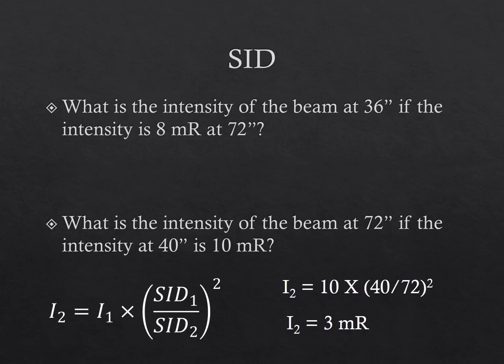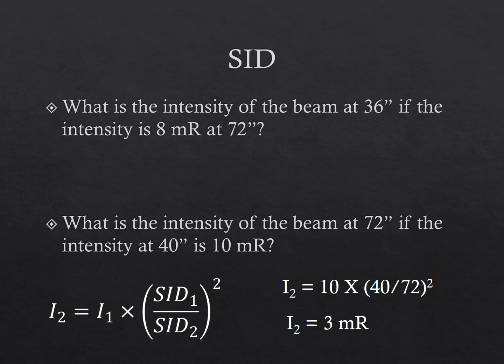All right, let's look at a couple of examples. We've looked at some before, but let's look at these, because we're going to need to use the formula that was on the previous slide. The first one we really don't. What is the intensity of the beam at 36 inches if the intensity is 8 milliroentgens at 72 inches? Honestly, because that is a true doubling or halving of distance, that's a pretty easy one to do in our head.